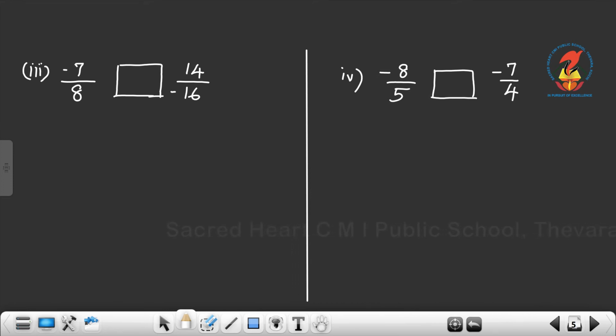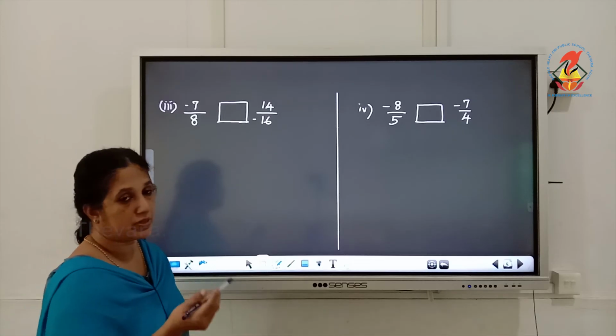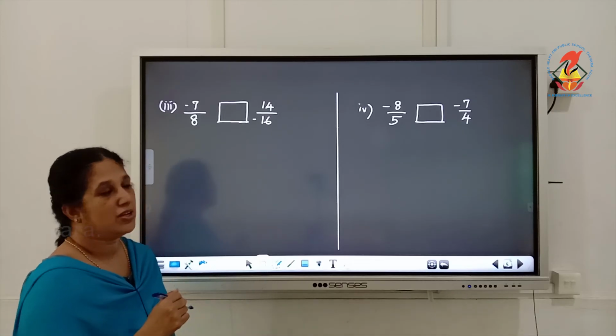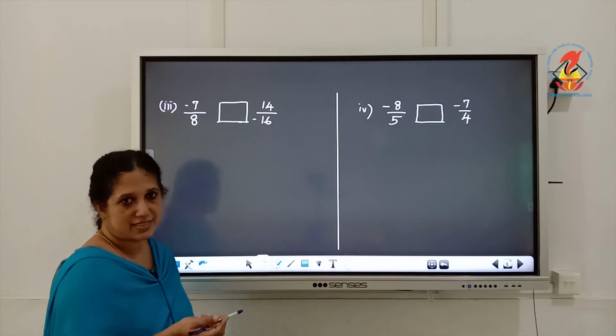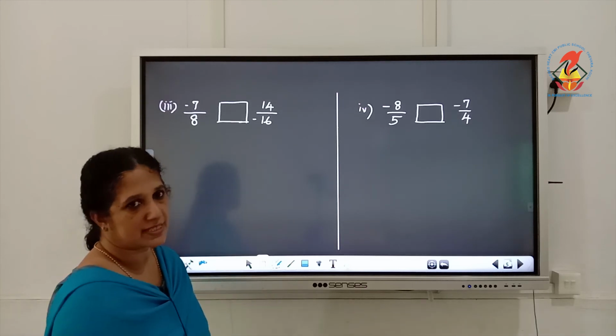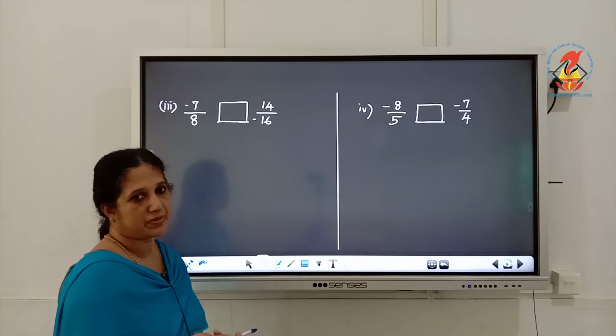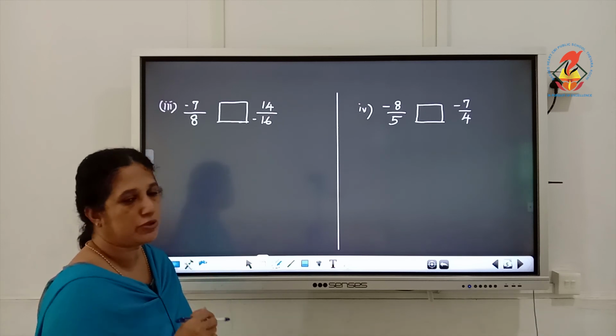Third question. Negative 7 by 8 and 14 by negative 16. Negative 7 by 8 and the other one is 14 by negative 16. So here the denominators are different. So we can take the LCM, we can find out the equivalent rational numbers and we can compare them. Okay, so that way we can use it.